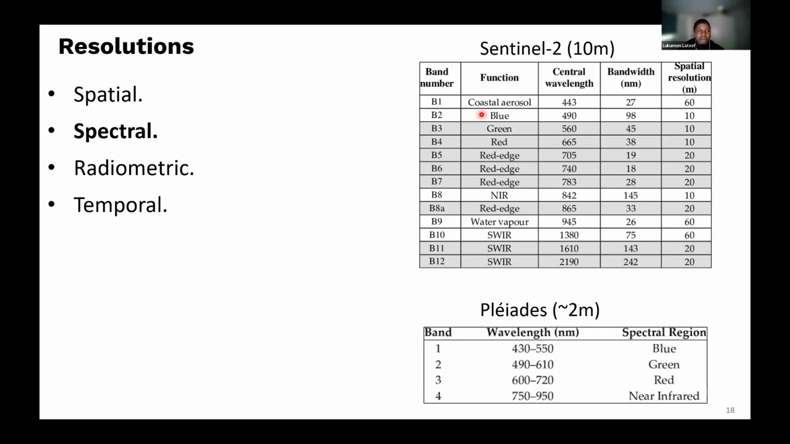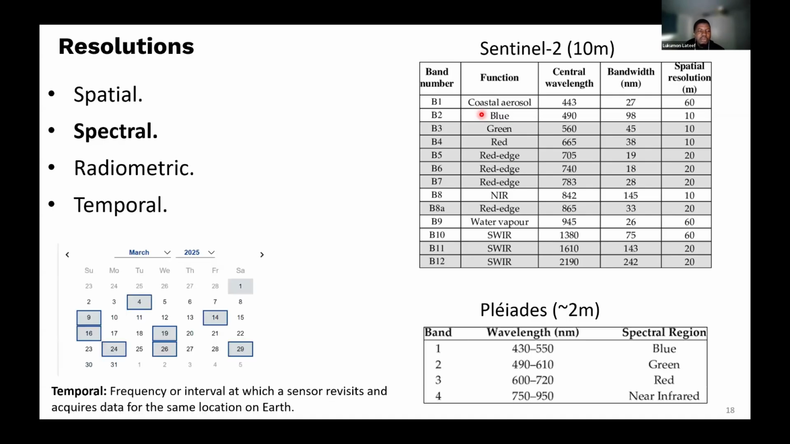Radiometric resolution is how well the sensor can distinguish different levels of brightness, and it's measured in bits, as 2 raised to the power of the bits. Temporal resolution is how often a satellite revisits a place.